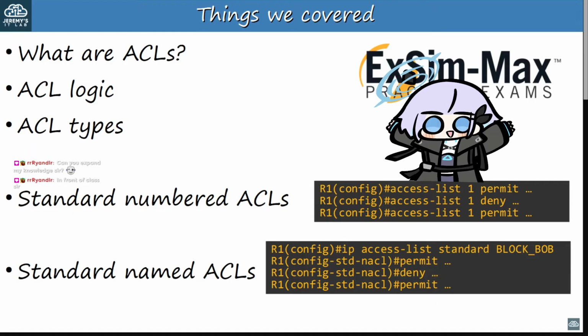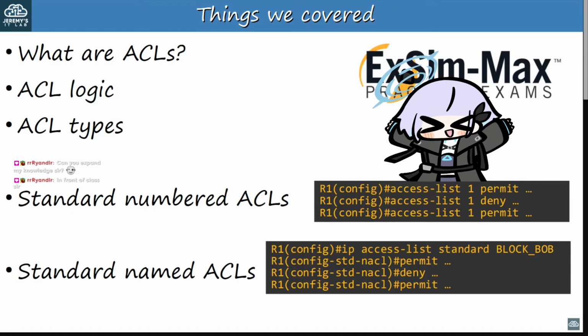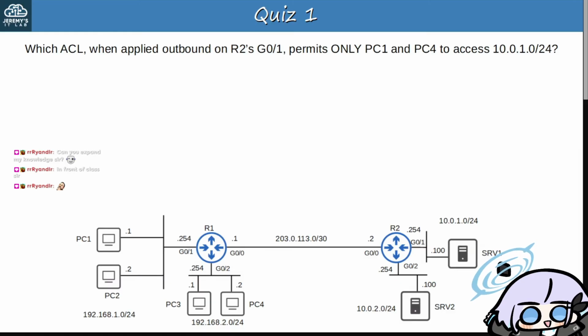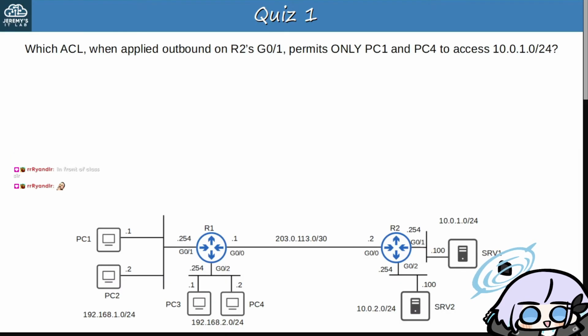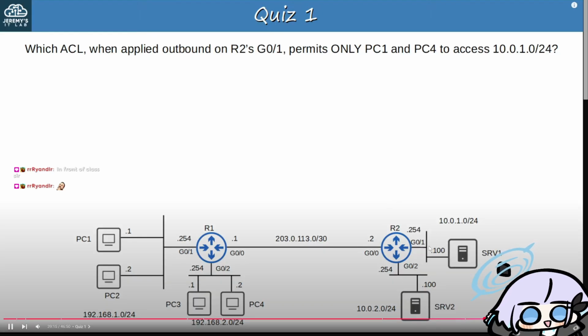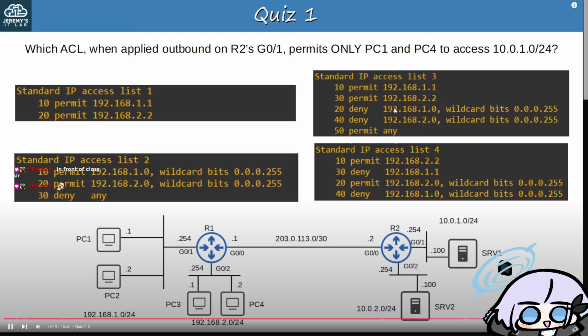Okay, let's go to question 1 of the quiz. Which ACL, when applied outbound on R2's G0/1, permits only PC1 and PC4 to access 10.0.1.0/24? Here are 4 ACLs. Which one fulfills that requirement? Pause the video to think about your answer.